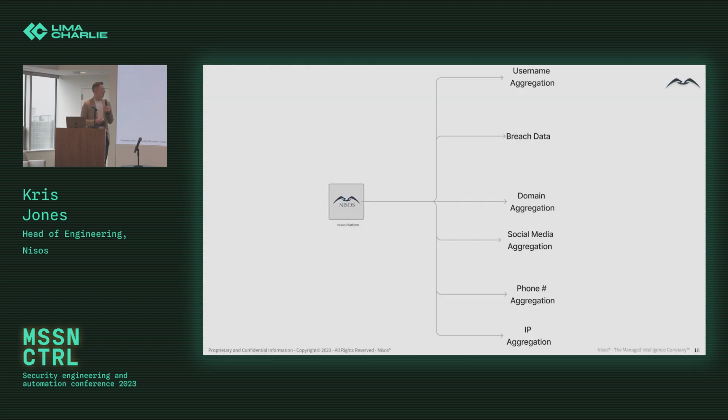So this is what we wanted to achieve. I somewhat apologize for this diagram. It was a lot cooler, but I had to change it for reasons. So what we have here are our tooling like username aggregation. We've got our breach data, domain aggregation, social media aggregation, phone number, and IP. So it's getting all of those tools that do all of these things and many things more into one platform. So this is the platform on the right-hand side here.